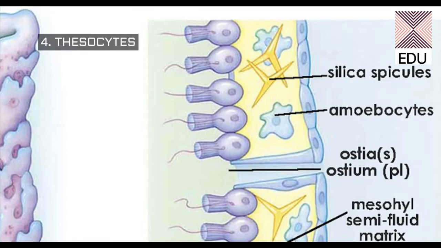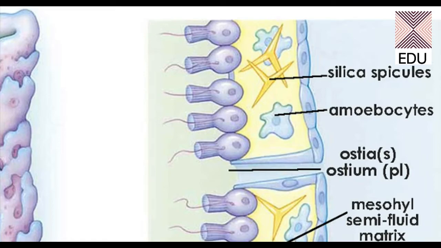Number four, thesocytes. Thesocytes are pseudopodial amoeboid cells which are storing food. So they help in storing of food. Number five, myocytes. These are contractile muscle cells which are present around the ostia and osculum. Number six, these are scleroblasts. Scleroblasts are the cells which can form spicules. So we can say these are spicule forming cells.